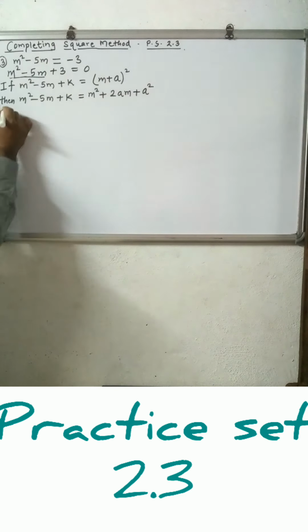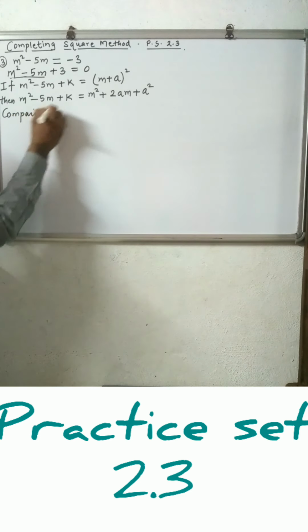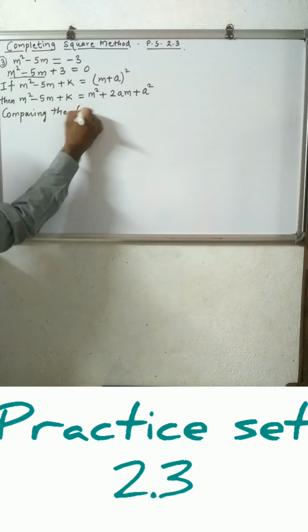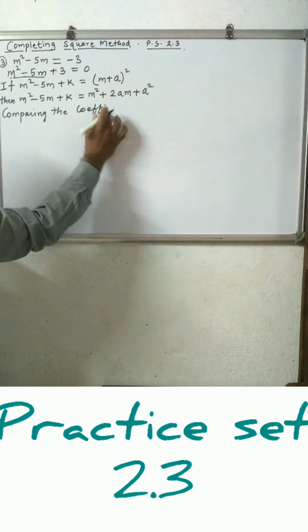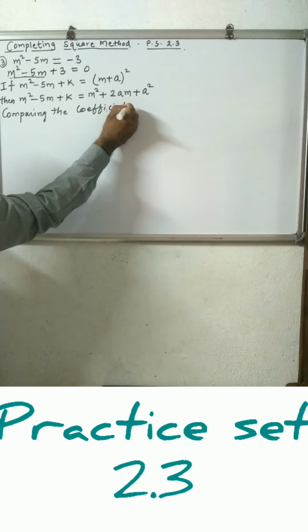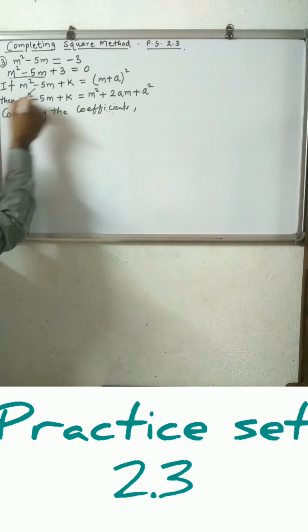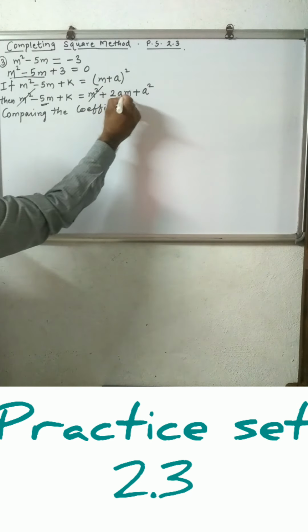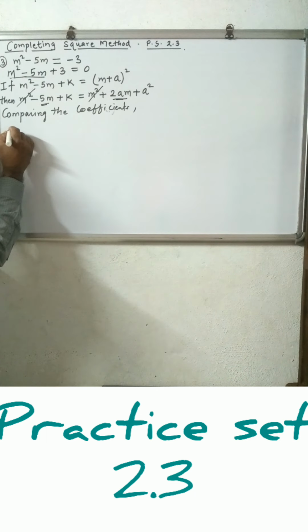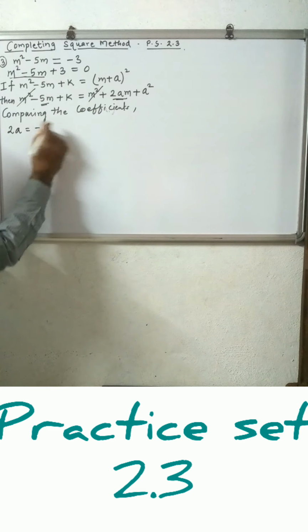So comparing the coefficient, we get, now here m square will get cancelled. So coefficient of this 2a, we get 2a is equal to minus 5.